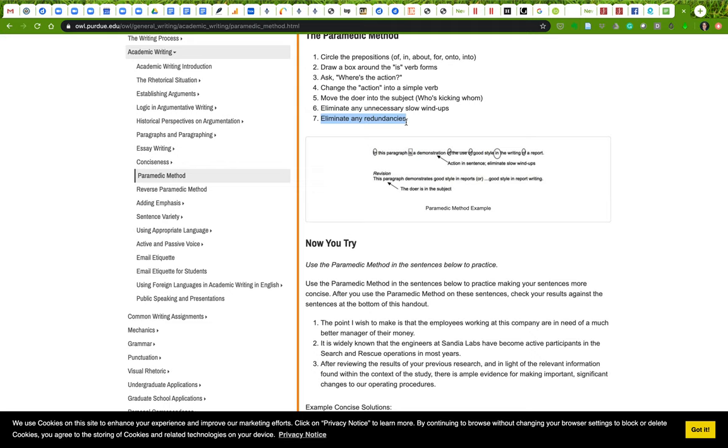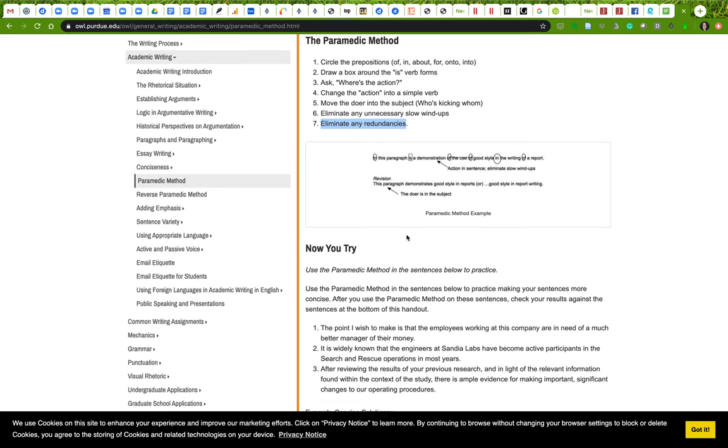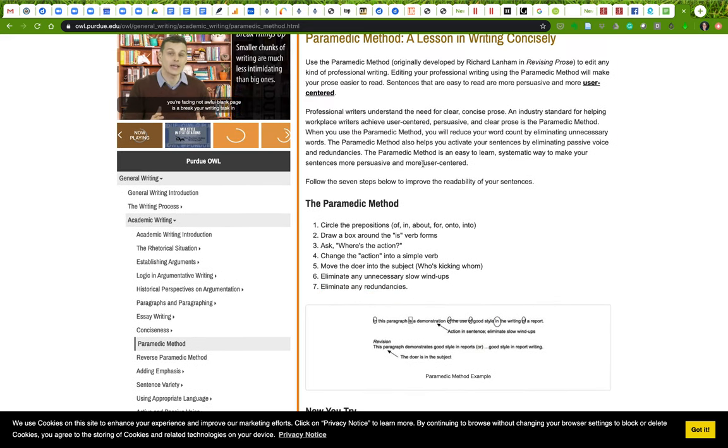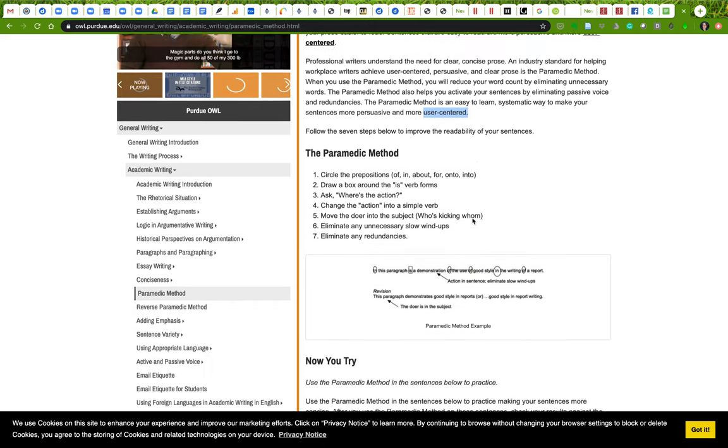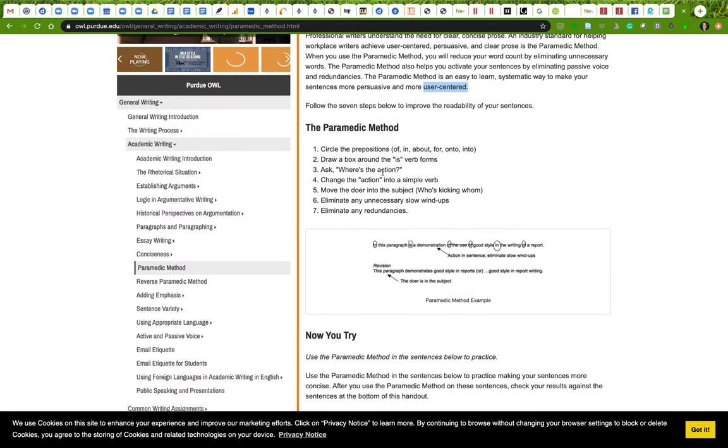Now, a lot of writers have redundancies in the sense of you might use two words that mean roughly the same thing instead of one. Often, young writers will do this to try to be more precise, or on the other hand, to try to make themselves sound smarter and fancier. But if two words mean the same thing, just use one. Because remember, we're not writing in the abstract, we're writing for an audience. We're writing for someone who is going to be reading your prose. All right, so that's basically the paramedic method.